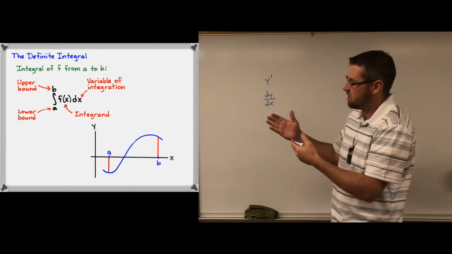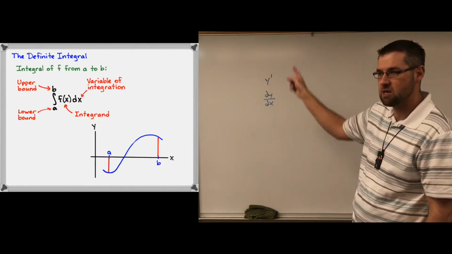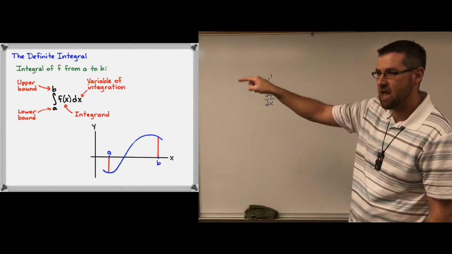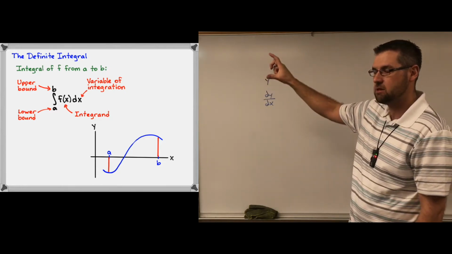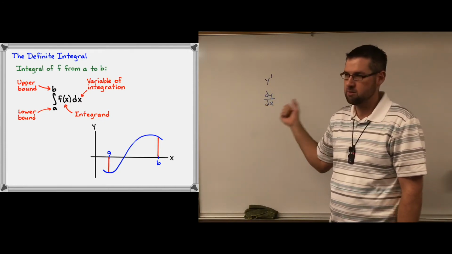So you can read it like this. We are summing, that's why it's an S, we are summing the f of x times dx. We're summing the area of the rectangles where the height is f of x and the width is dx. Does that make sense?